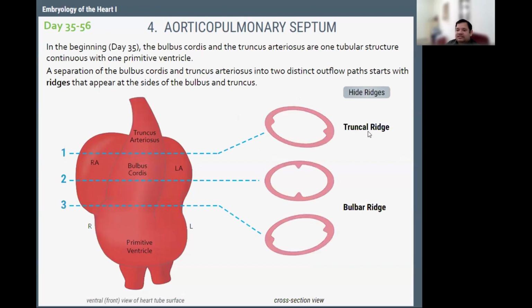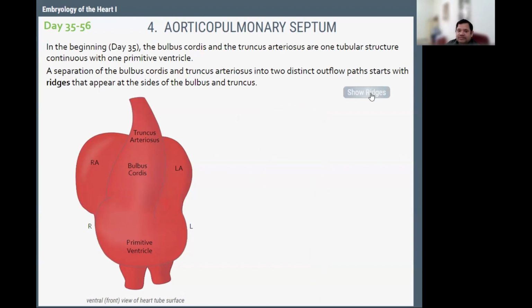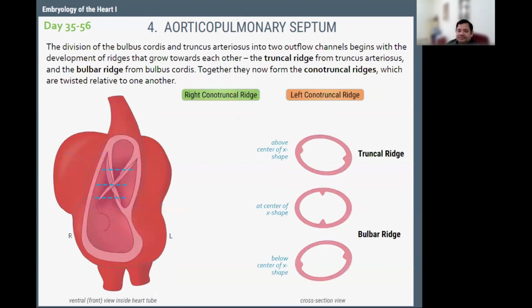First is the truncal ridge, then there is the bulbar ridge. So there are three different ridges. Separation into two distinct outflow pathways develops for formation of the aorticopulmonary septum in the truncus arteriosus and bulbus cordis. The division into two outflow channels will begin with the development of ridges that grow towards each other, that is, truncal ridges from the truncus arteriosus and bulbar ridges from the bulbus cordis. Together they are now called conotruncal ridges.